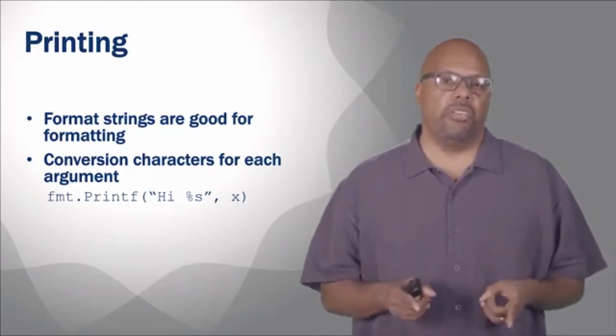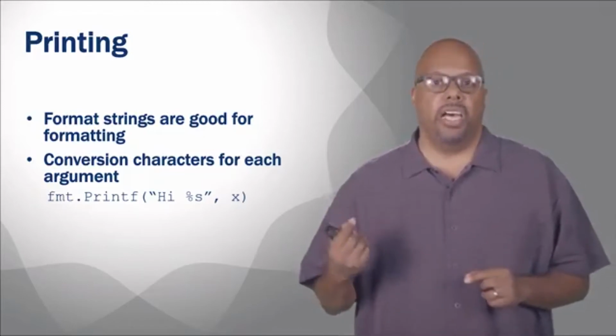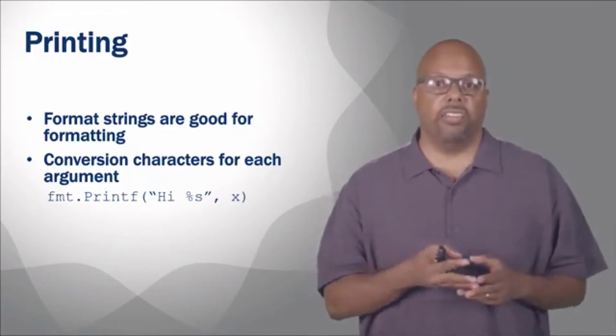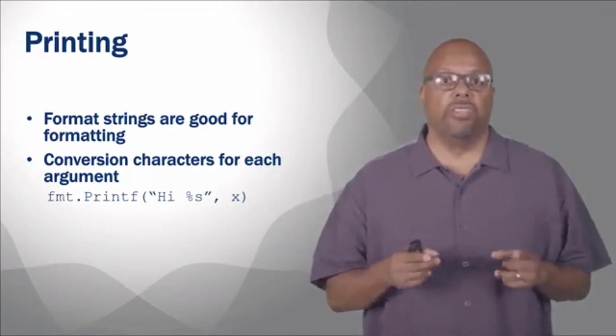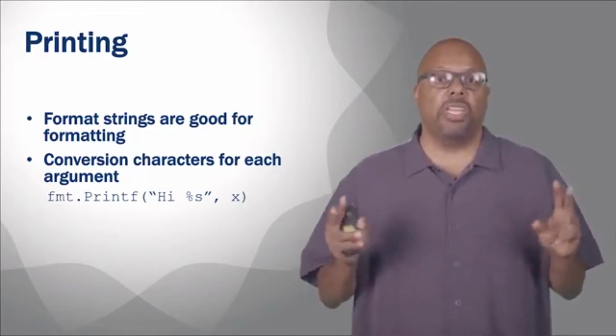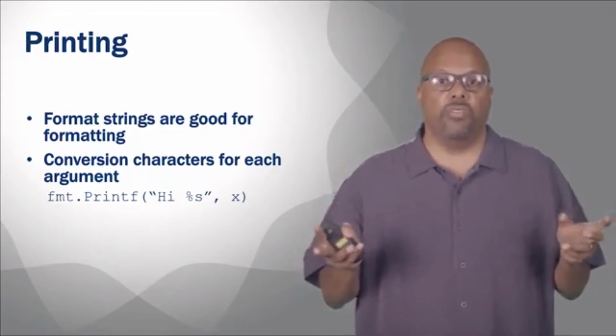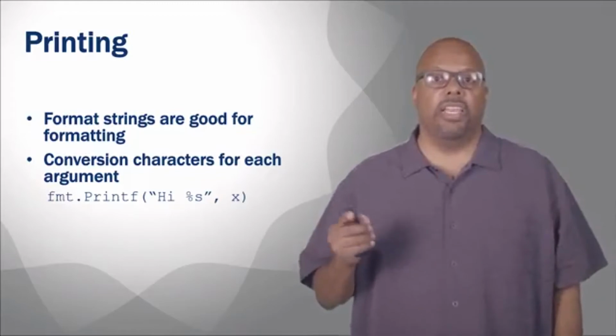So what's going to happen is wherever you see the conversion character, that character will be substituted by some variable. In this case, since it's %s, that means a string, so it expects a string. If we look at the arguments to Printf, the first argument is the string "hi %s". That's a format string. The next argument is the x.